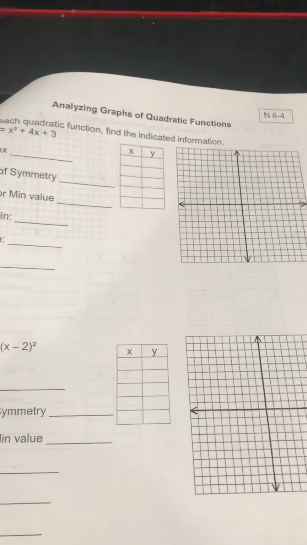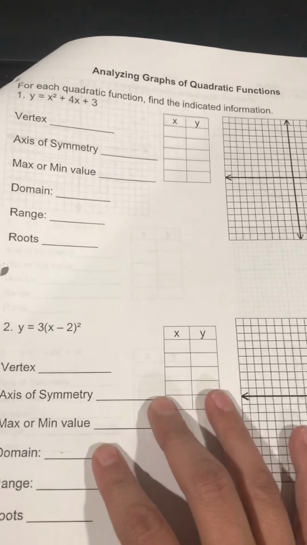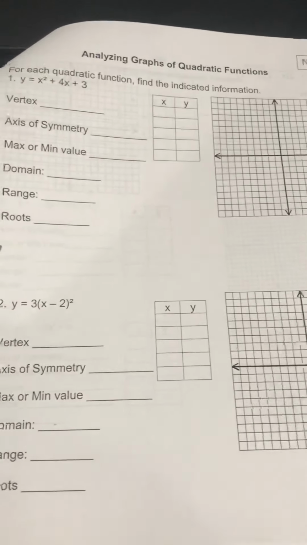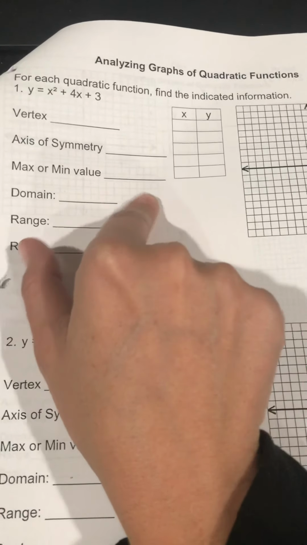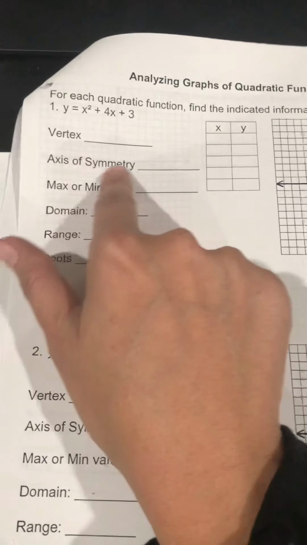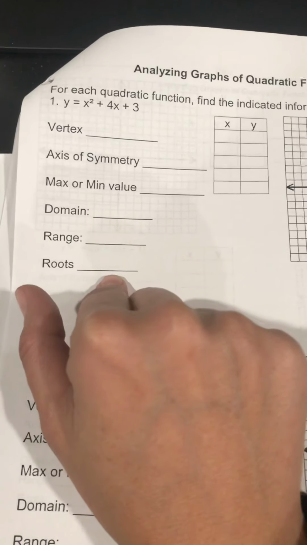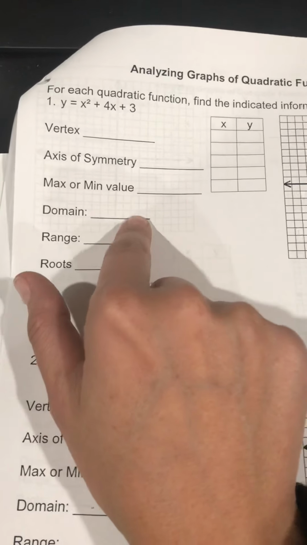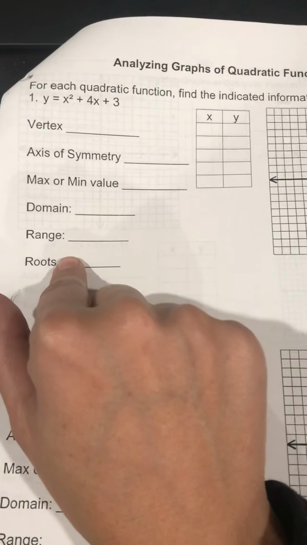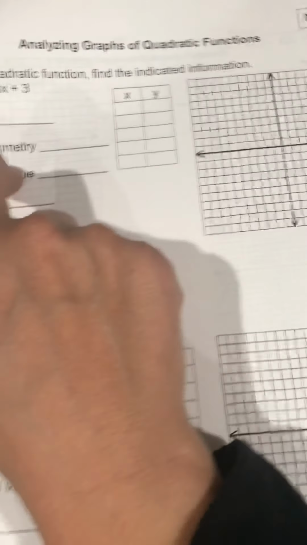Okay, here's the video for 6-4. We're talking about analyzing graphs of quadratic functions. If you look at the first example, we're going to graph our quadratic function, and then we're going to find the vertex, the axis of symmetry, the min-max value, the domain, the range, and the roots. In our first few lessons, we did domain, range, and roots, and now we're going to do vertex, axis of symmetry, and min and max.